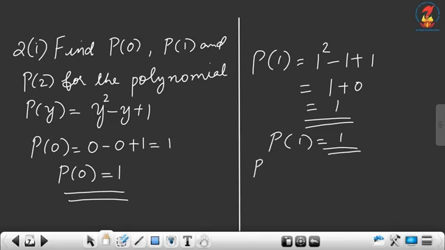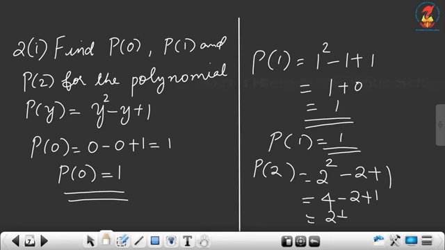Similarly, p of 2. P of 2 is equal to 2 square minus 2 plus 1, which is equal to 4 minus 2 plus 1, which is equal to 2 plus 1, which is equal to 3. So, p of 2 is equal to 3.